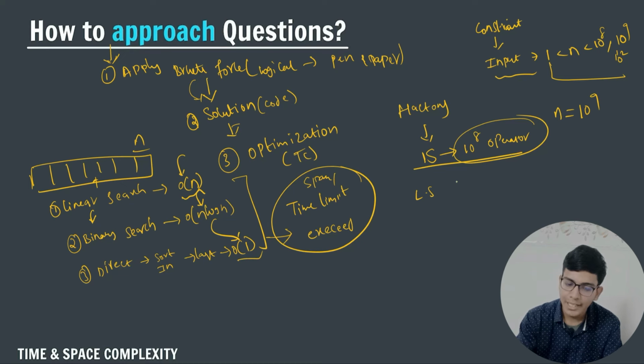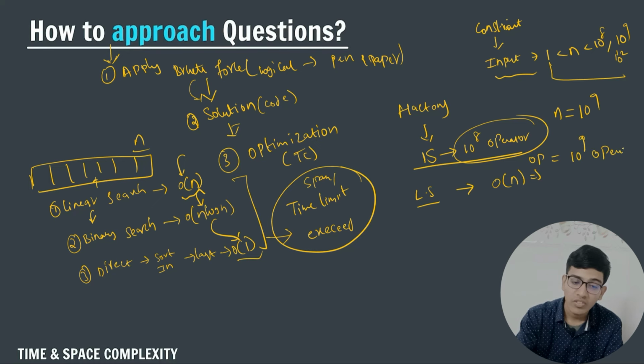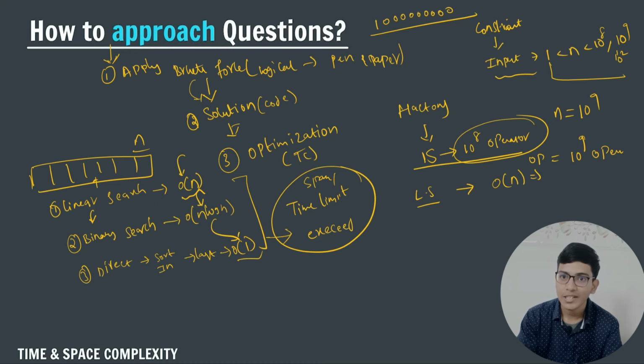So if we apply time complexity, then the number of operations which will take place is big O of n. So the total number of operations in your code is 10 to the power of 9. Can you imagine 10 to the power of 9, that is 1, 2, 3, 4, 5, 6, 7, 8, 9 zeros. So these many operations are taking place by applying linear search. So that is not an efficient way.